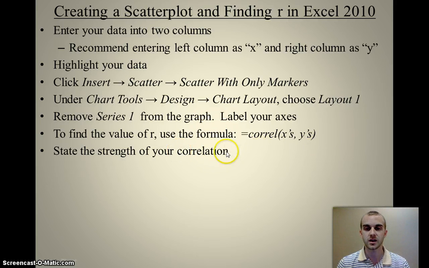Now here's the important thing. If you want to be able to know what is the correlation for your data, we use this Excel function called CORREL, where we then highlight the x values, put a comma, highlight the y values, put a comma, and then it'll shoot it out directly for us. And then we use that to tell us, is it weak, moderate, or strong, and then we also label the direction, positive or negative.